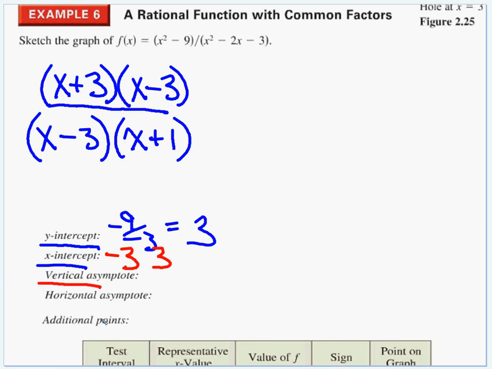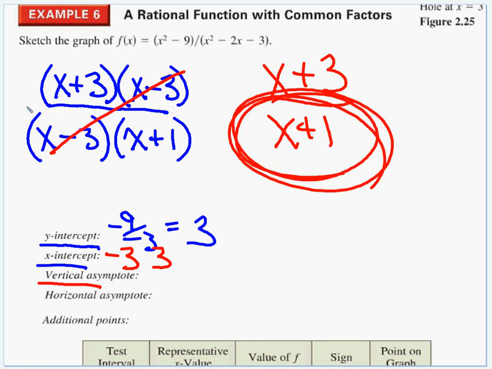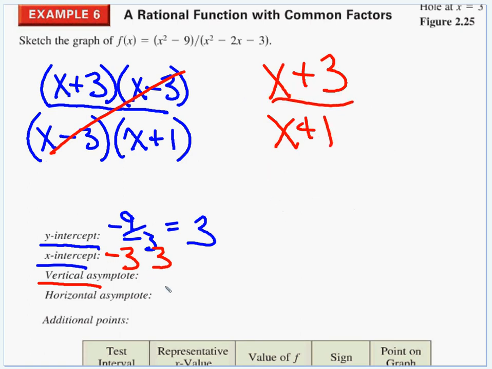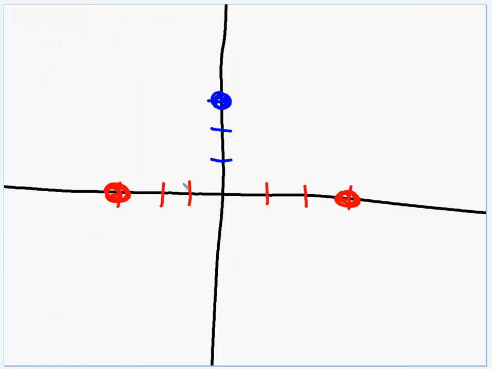Vertical asymptotes. Now here, we would have to cancel these out. So now that the x minus 3 factor is gone, we know it's not a vertical asymptote. Let me make that a little cleaner. So here's our reduced function. If we set this equal to 0, we get a vertical asymptote at x equals -1. So here's -1, vertical asymptote.